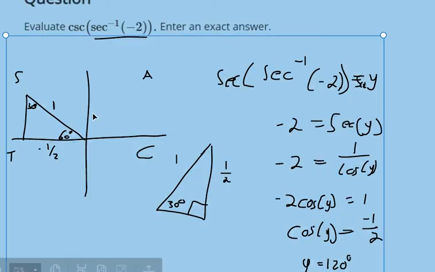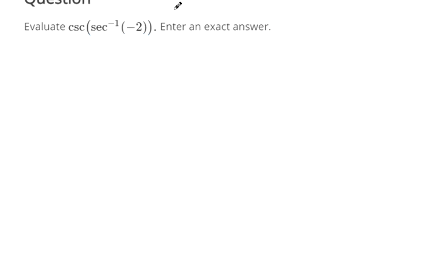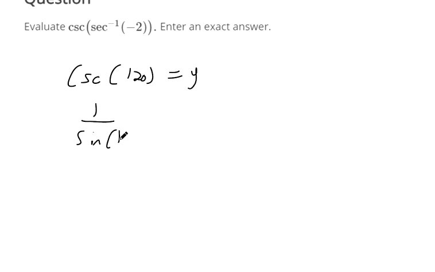Now that we know what inverse secant of -2 is, I think it was 120, right? And just do the same thing. Set that equal to y. If you're not used to working with this, it's sine 120, right? It's the reciprocal of cosecant. So you can just multiply sine 120 to both sides.